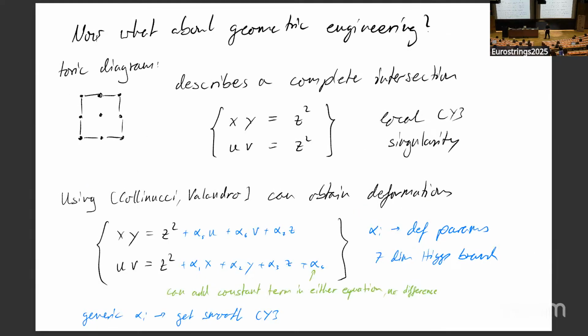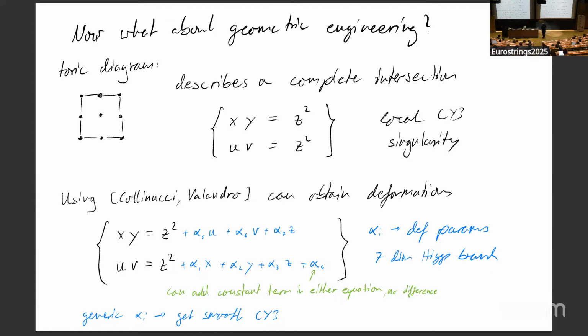Now, I want to go to the geometry. In geometric engineering, the same theory is described by this set of equations here, which comes from this toric diagram, which is just dual to the brane web that we just looked at. And so this is some local Calabi-Yau 3 singularity. It's a complete intersection. There are two equations, xy = z squared, uv = z squared. So these are kind of intersecting Kleinian singularities.